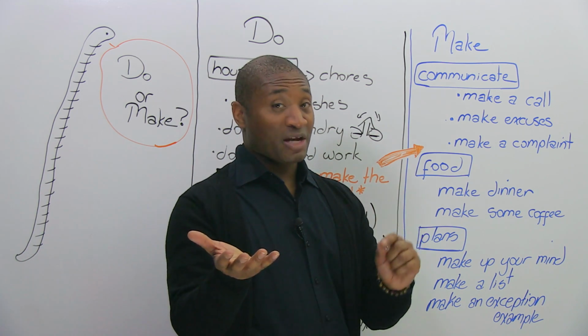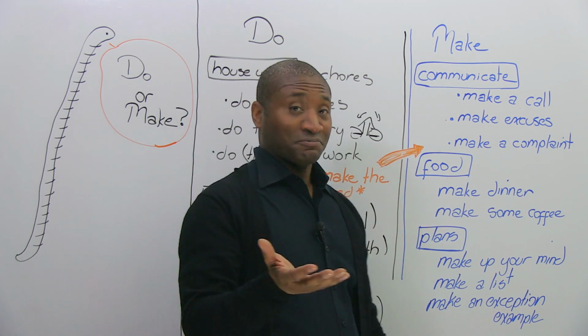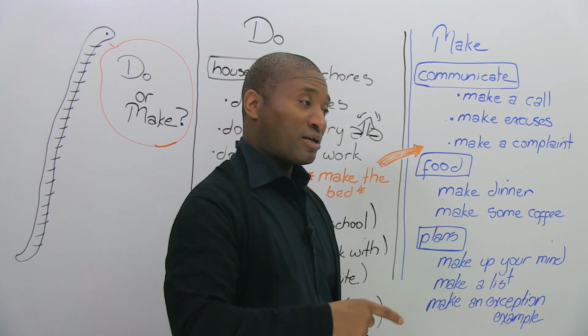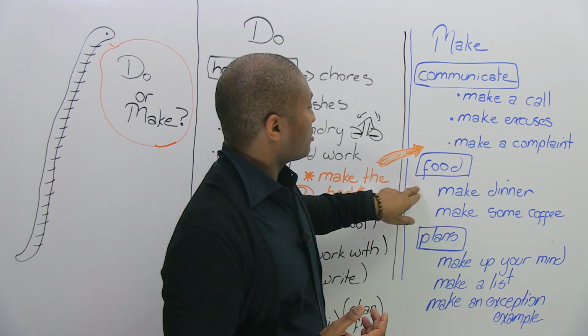You can make a complaint to the manager or the waiter and they will have to fix it. I don't know what you're eating either, don't ask me. Make a complaint. That's to say something is wrong. I don't like it, I'd like it fixed in some way.